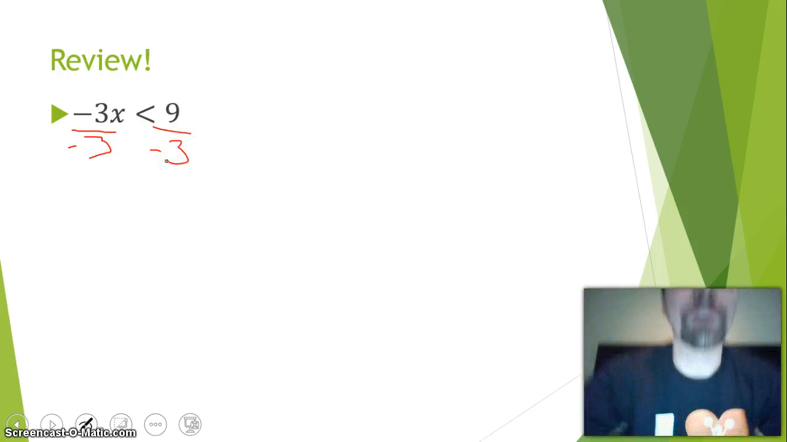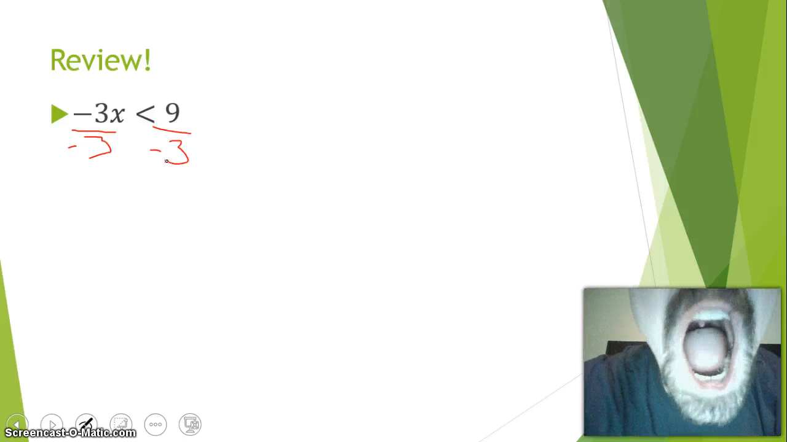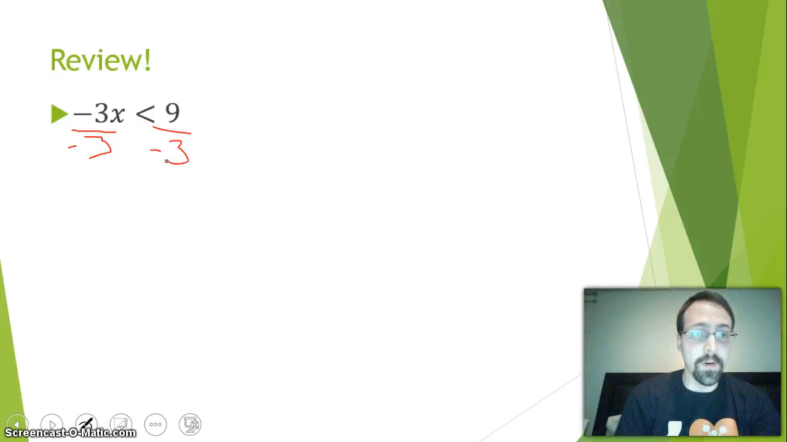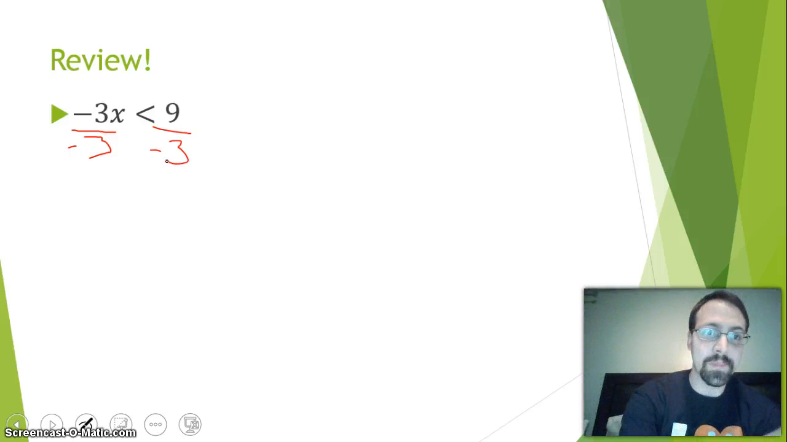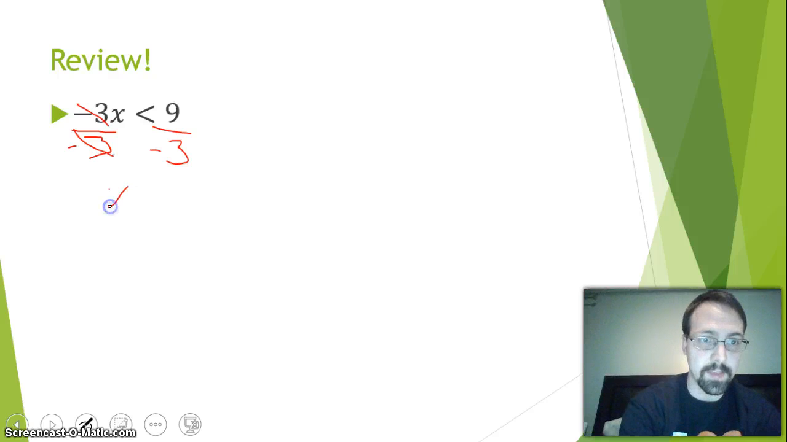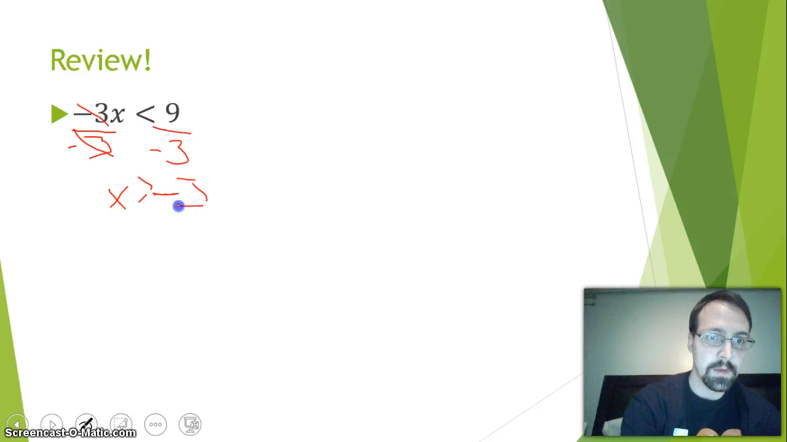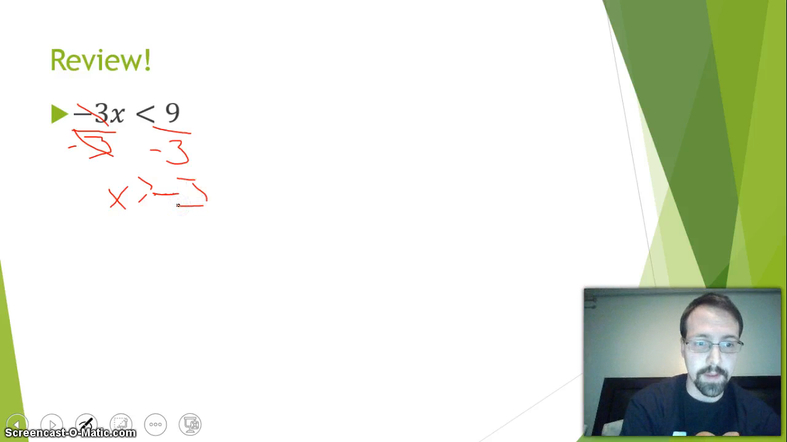Sorry, let's see if I can find my pen. All right, negative 3 on both sides. So when we do that, these negative 3's cancel out. I apologize for that first negative 3. So I have x, and then this is the part that you guys mess up on. I divided by a negative number, so I need to flip my inequality. So this becomes x is greater than negative 3.